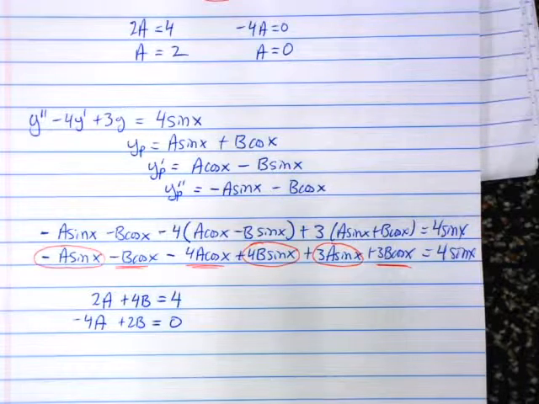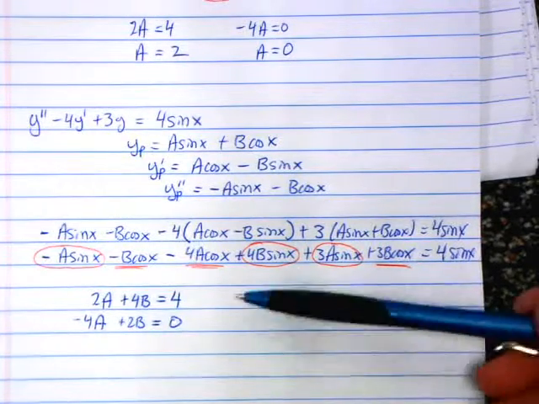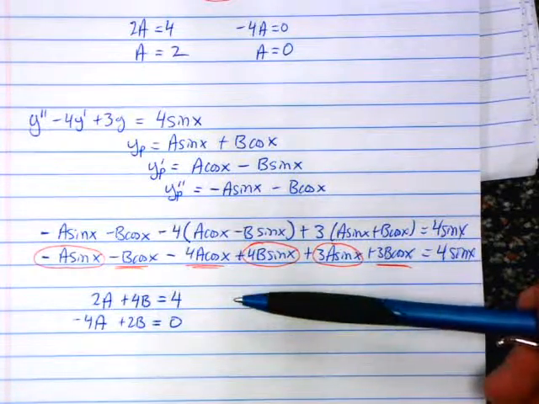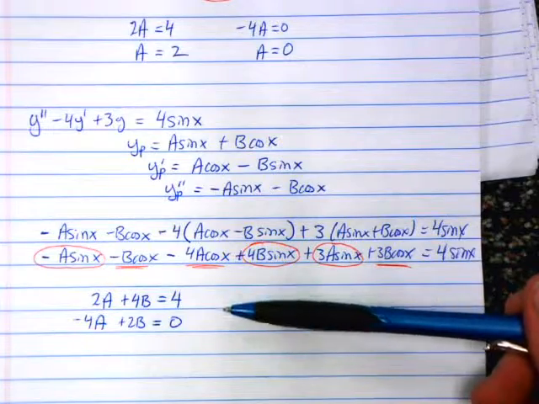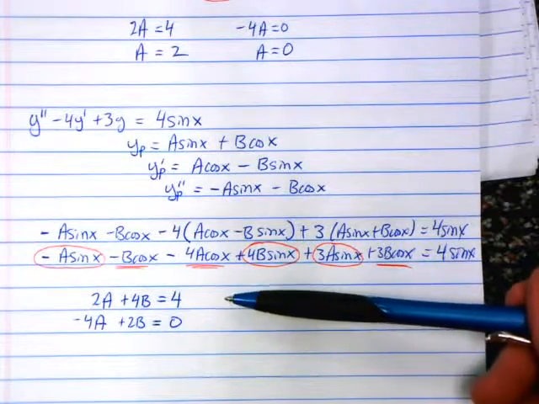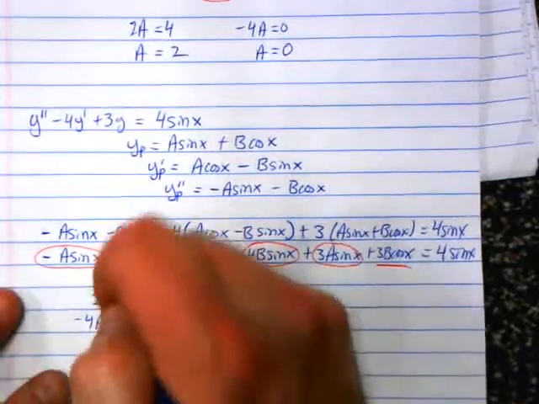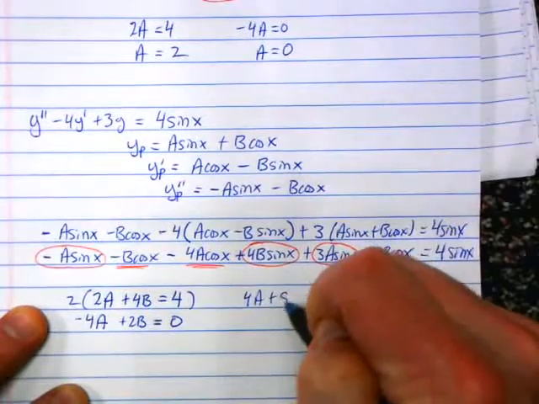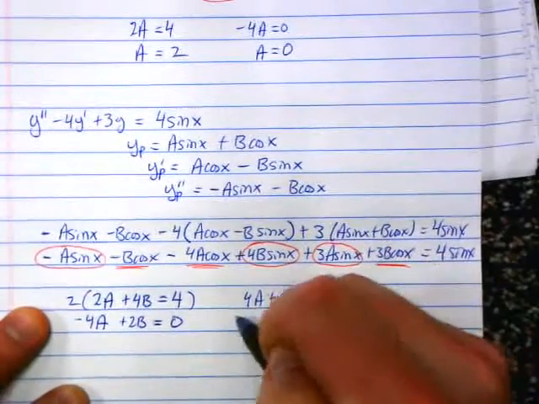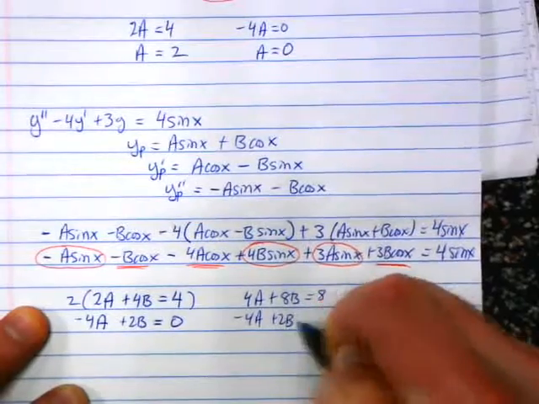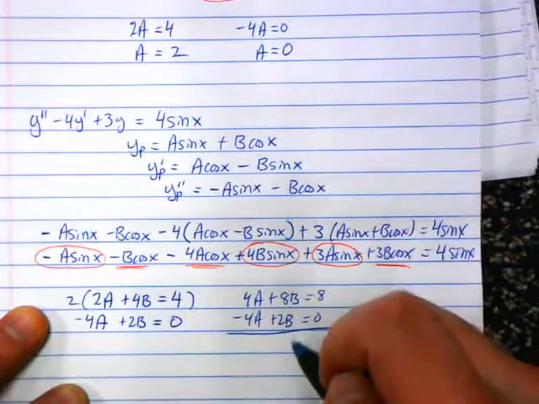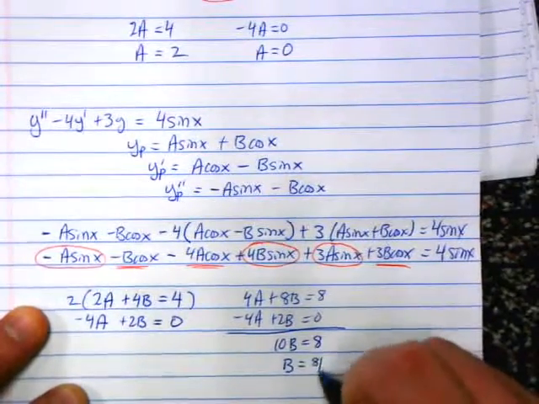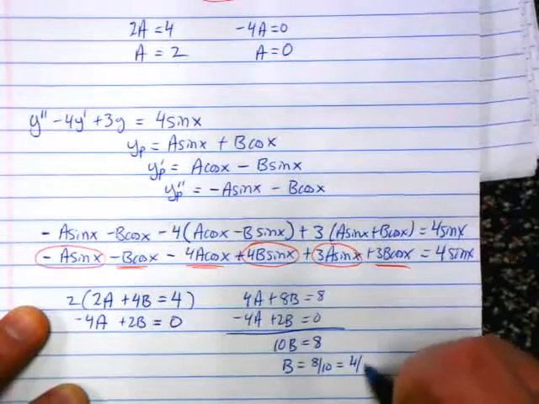We're good? Well, once again, we end up with a system of equations we have to solve. You can pick your favorite way to solve it. Anybody got a favorite way? Matrix. Yeah, you guys love your matrices. I don't. I'm going to multiply that one by 2. 4a plus 8b equals 8. Negative 4a plus 2b is 0. Add them together. 10b is 8. So b is 8/10, which is the same as 4/5.